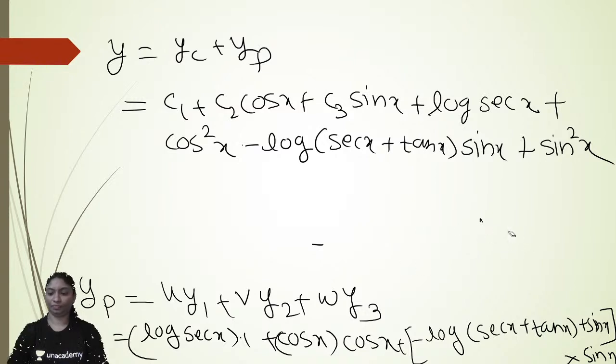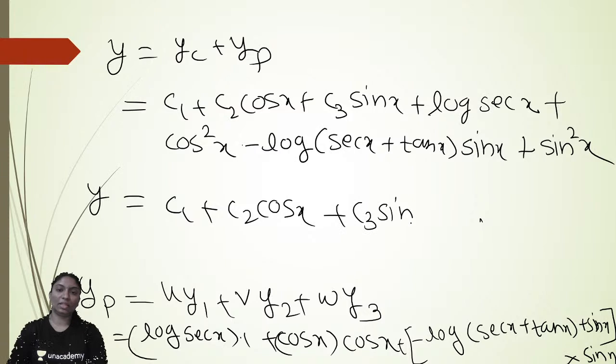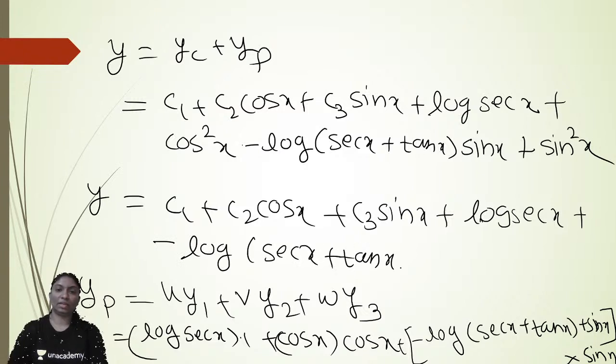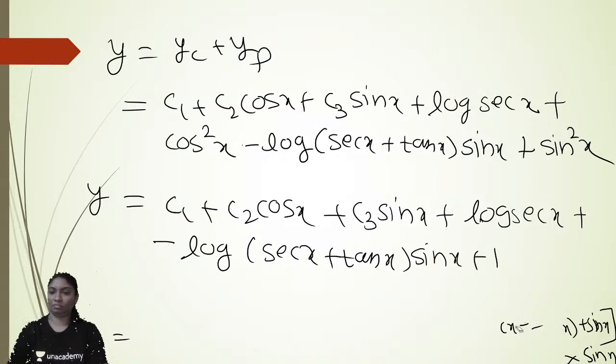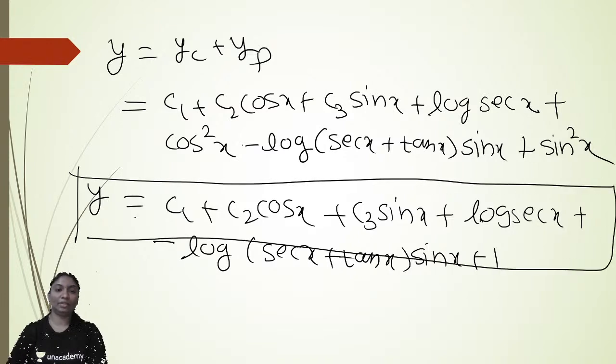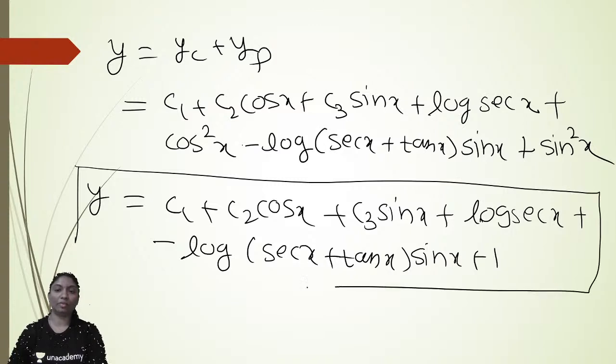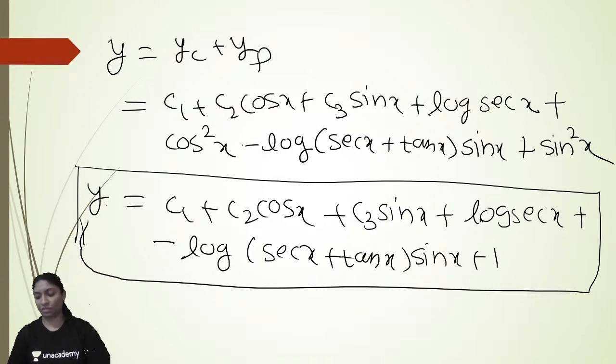y becomes y is equal to c1 plus c2 cos x plus c3 sin x plus log sec x, plus cos square x plus sin square x is equal to 1, minus log of sec x plus tan x into sin x, plus 1. Okay. So this is our final answer. I hope you are clear how to calculate the solution for the given differential equation by using the method of variation of parameter.